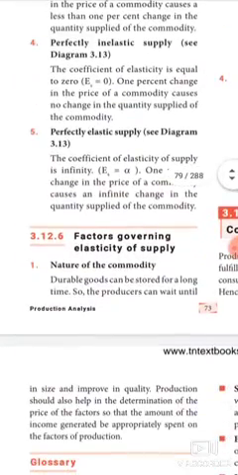And then factors governing elasticity of supply.